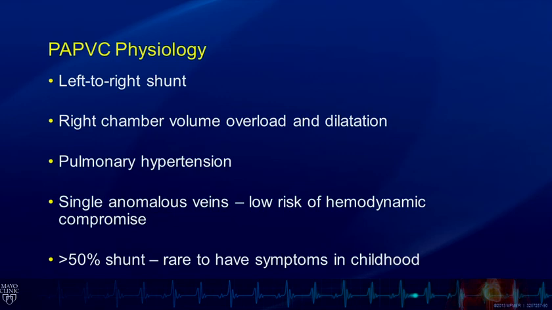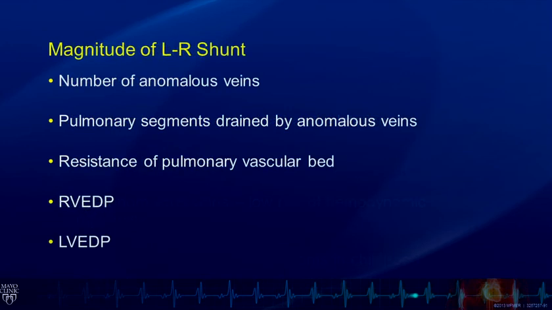These defects can result in pulmonary hypertension similar to atrial septal defects. But if you have a single anomalous vein, it's really unusual that you would get hemodynamic compromise, including even volume load of the right ventricle. If you have less than a 50% shunt, it would be rare to have symptoms in childhood. So you can see that most of these defects may be picked up in the adult population.